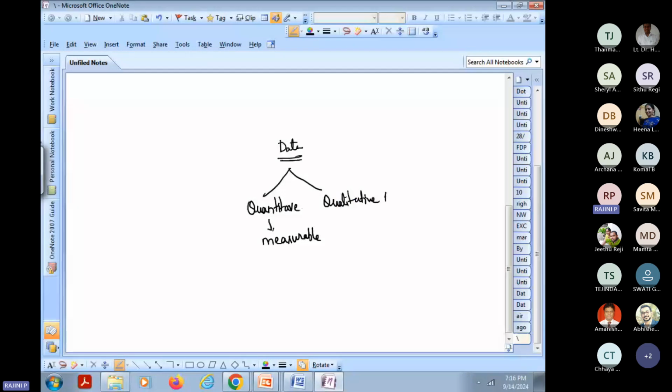Okay, next one is what? Qualitative data, which cannot be measurable. Based on this one only, we apply statistical techniques. So now you just check it.